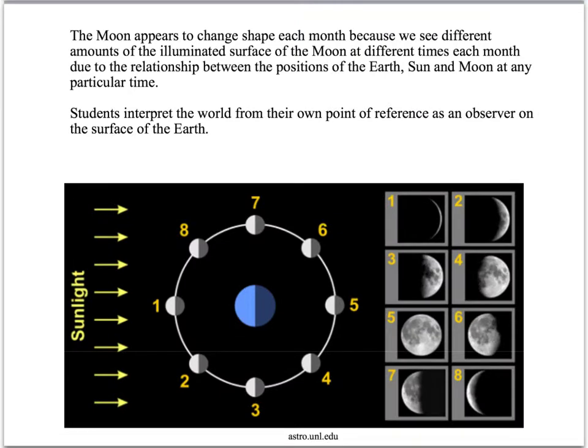The moon appears to change shape each month because we see different amounts of the illuminated surface of the moon at different times, due to the relationship between the position of the Earth, the Sun, and the moon at any particular time. Now, students interpret the world from their own point of reference as an observer on the surface of the Earth. Always remember to teach from the perspective of someone on the Earth looking out to space, rather than from space looking back down to Earth.